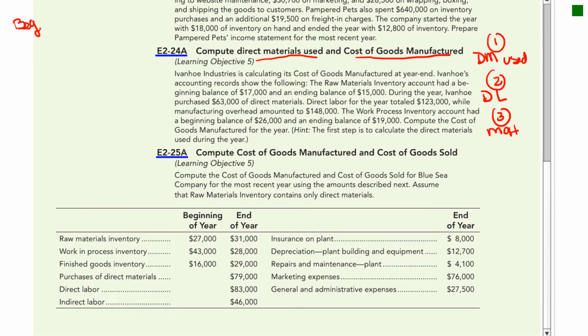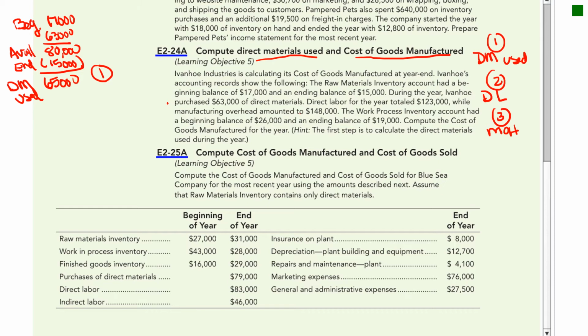Your beginning raw materials account was 17,000. And it said during the year they had purchased, here it is, $63,000 of raw materials. So once you add that, you're going to get a total of $80,000 available to use. And then the ending balance of your raw materials, if I can find it, there it is, it looks like it is going to be 15,000. So there's your basic calculation. You're going to get $65,000. Write that right here. That's your direct materials used. And I'm going to label that as product cost number 1.